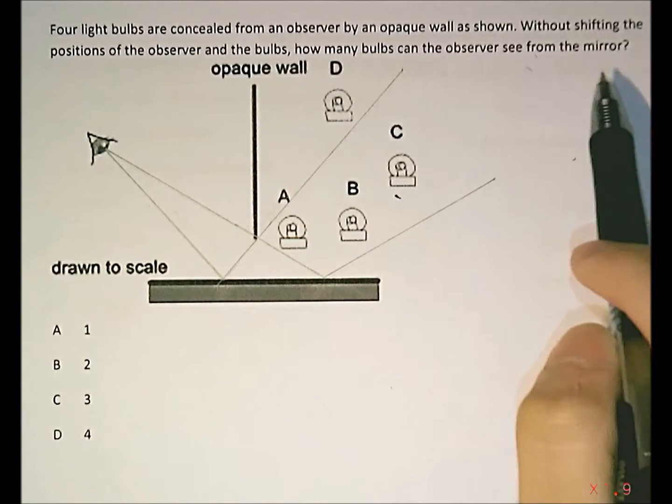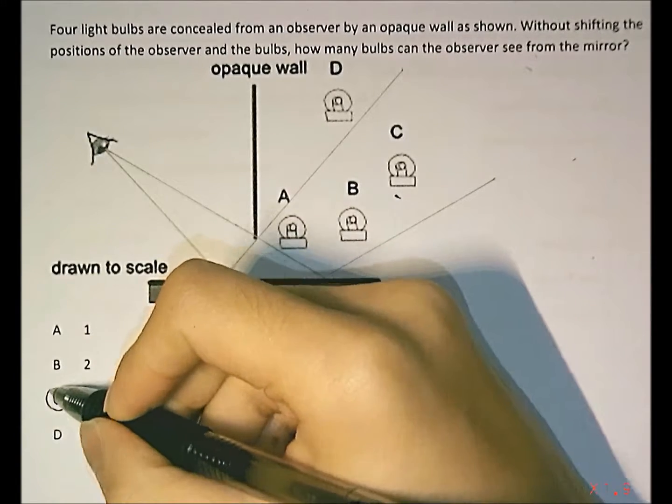So how many bulbs can the observer see from the mirror? Well, there are 3 of them. That's going to be our answer.